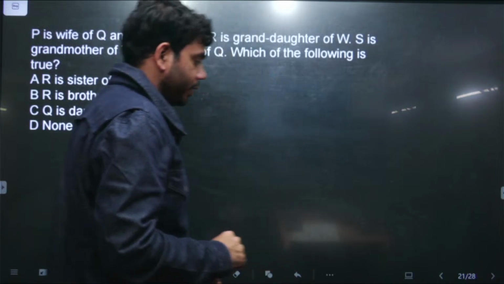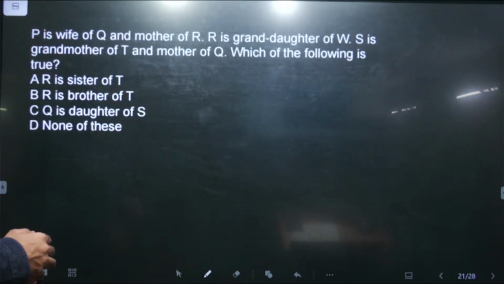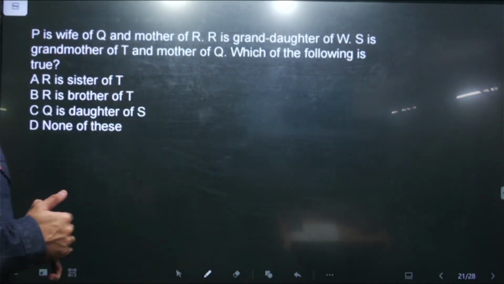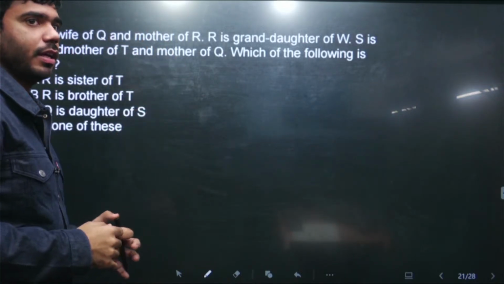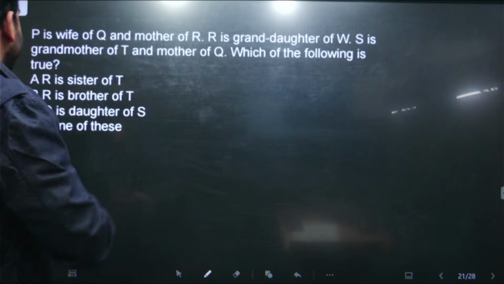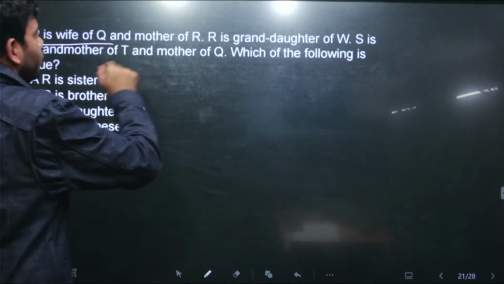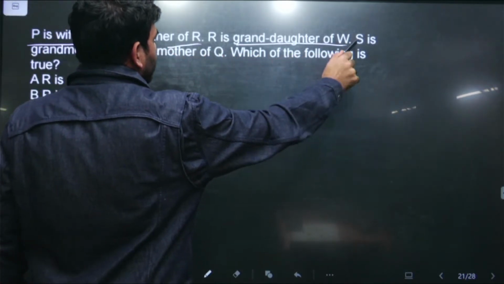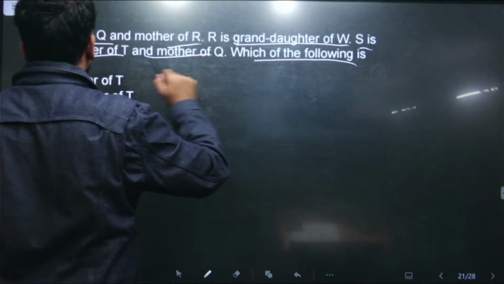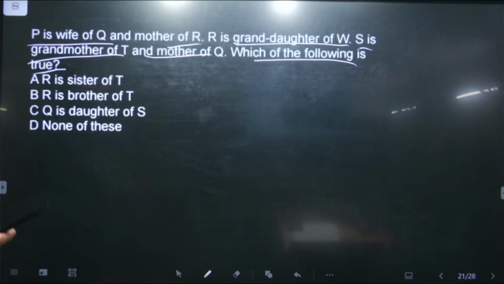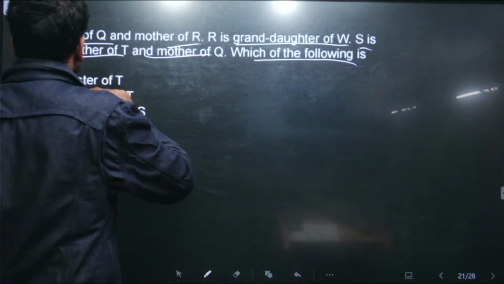This is the next question. The same family tree type question. Now we will read the question and make a complete family tree. Then we'll see what can be concluded. So he is saying P is wife of Q, mother of R, R is granddaughter of W, S is grandmother of T, and mother of Q. So which of the following is true? Very simple question. So let's make a family tree.